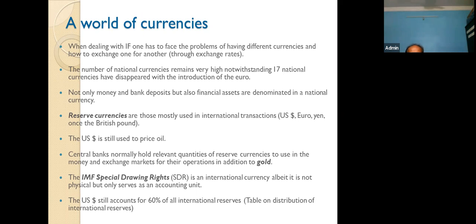The second one is that the number of national currencies remains very high. Notwithstanding, 17 national currencies have disappeared with the introduction of the euro.